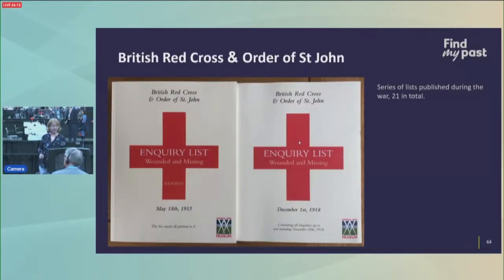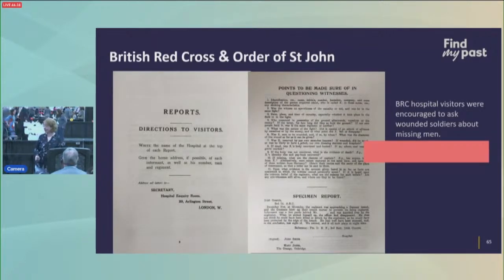British Red Cross and Order of St. John records. These are a series of lists that were published in the war, during the war. There's 21 of them in total. They're generally available online. These are at the Imperial War Museum. So these are all the people who basically said, I'm looking for my brother John. British Red Cross, do you know where he is? Is he in one of your hospitals, in one of your facilities? So these hospital visitors were encouraged to ask wounded soldiers about missing men.